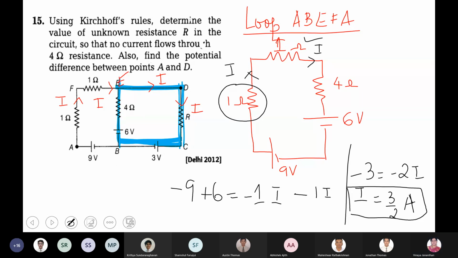Boys, write down the value of the current. Now next, what happened? Why is the current in the 4 ohm resistor 0? That is what is given, right? Look at the question. It's given, it's given.